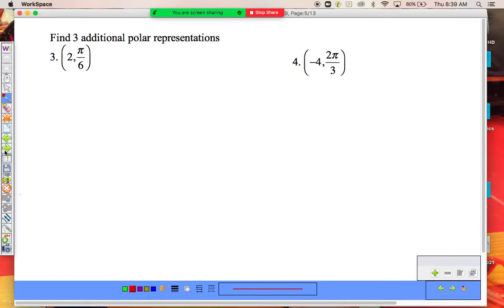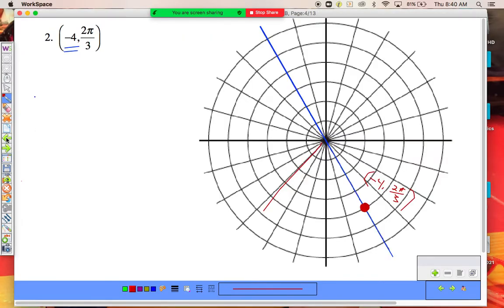All right, the next thing we're going to do is find 4 additional polar representations of the points that we have. And I'm going to go back and look at the graph so we can see it a little bit better. So we're going to find 4 additional polar representations. I'm going to find 4 other ordered pairs that'll put me in exactly the same spot as 2 comma pi over 6. So I'm going to go back to here just so we can look at it better.